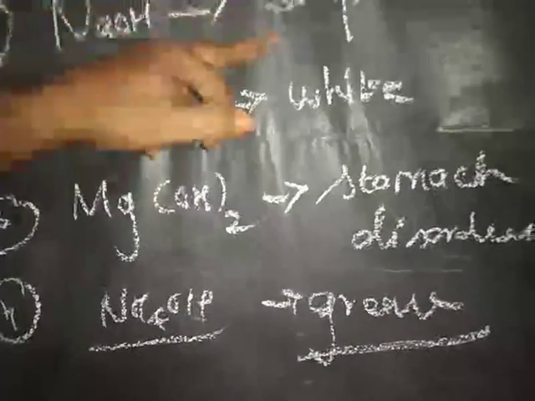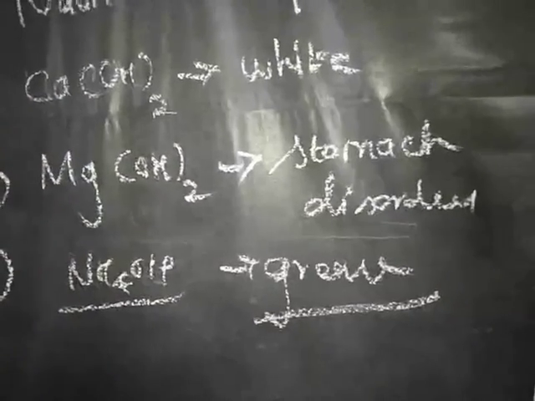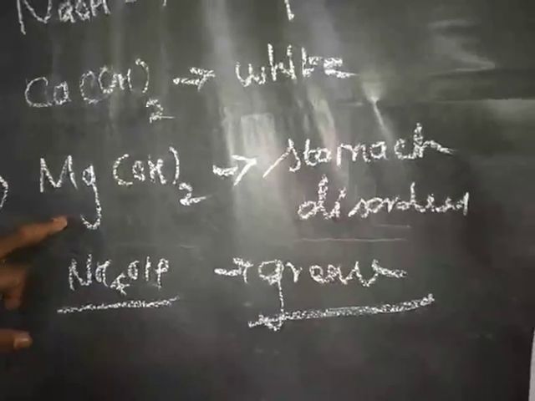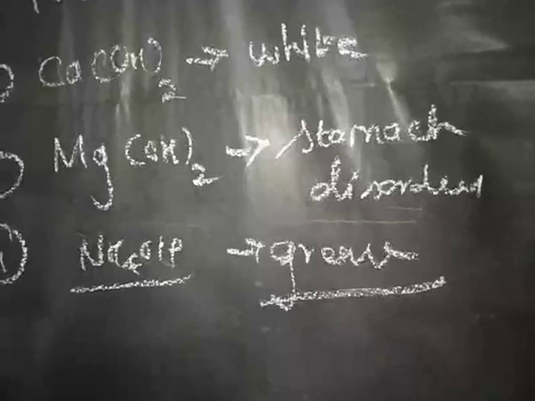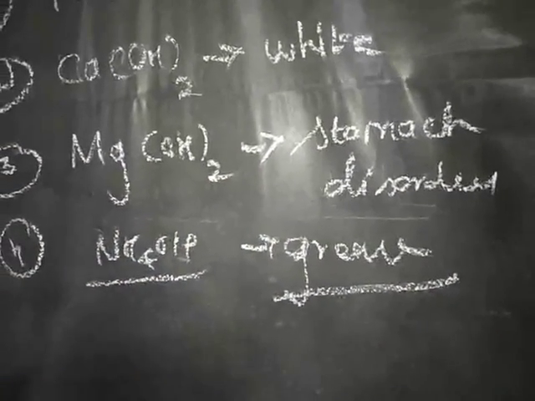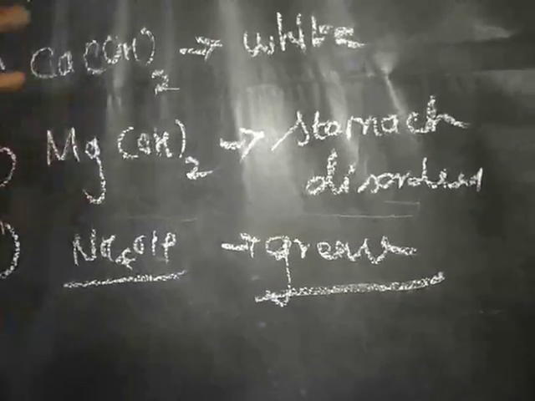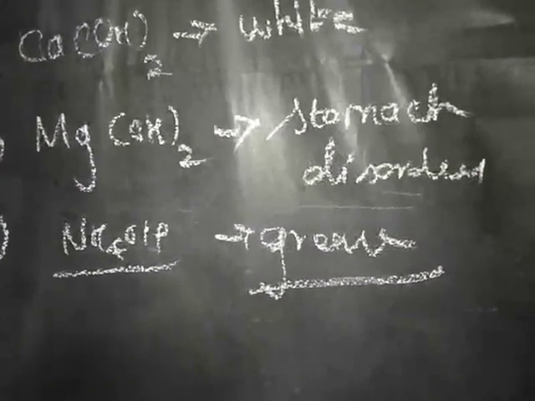Sodium hydroxide is used in the preparation of soap. Calcium hydroxide is used for whitewashing buildings. Magnesium hydroxide reduces the pain of stomach disorder. Ammonium hydroxide removes grease and some other stain material present on cloth materials. Next one.